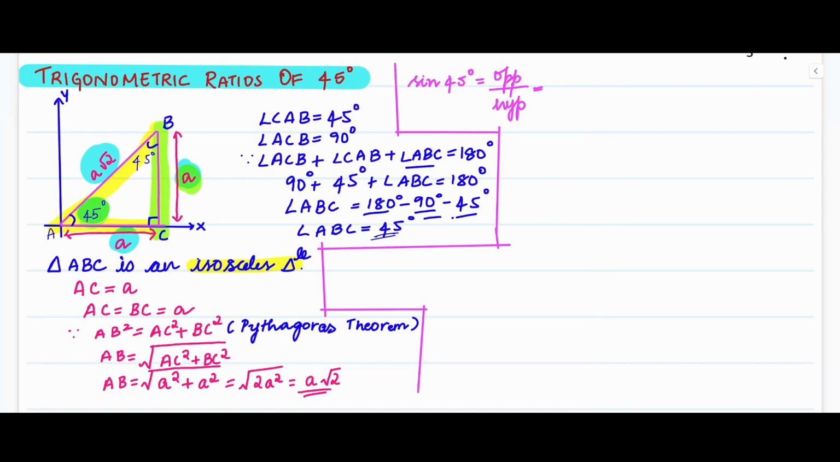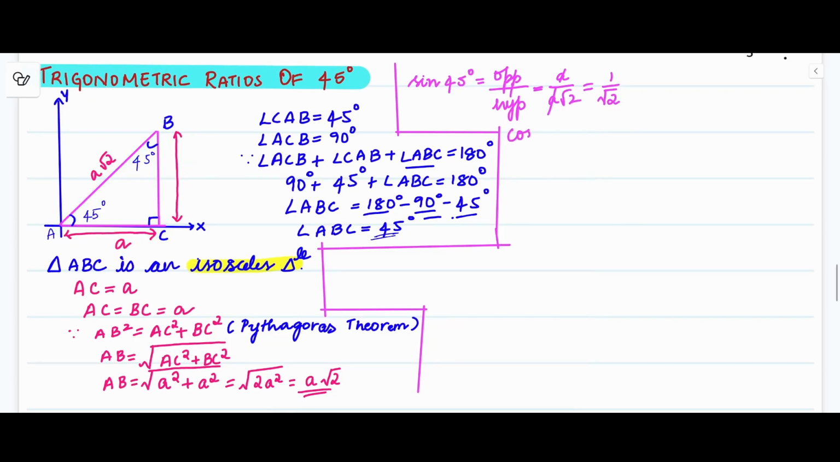It will be A divided by the hypotenuse side. The hypotenuse side will usually be the side of the triangle which is opposite to the 90-degree angle of the triangle, which is BC, whose value is A root 2. A divided by A root 2: A and A will cancel out each other. We are left with 1 divided by square root of 2.